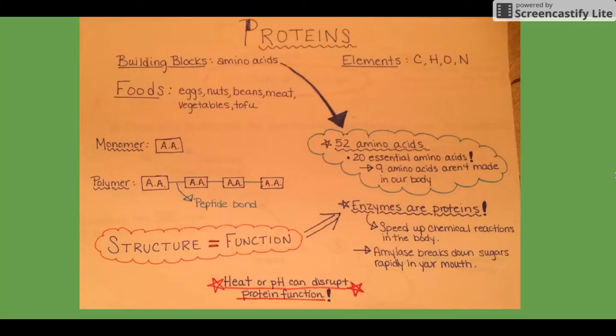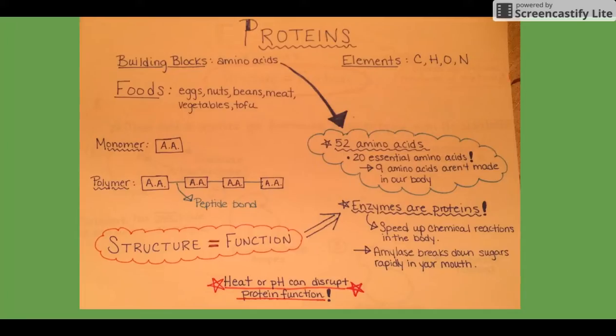And some of the main foods are eggs, nuts, beans, meats, vegetables, and tofu. And that there are 52 amino acids, and that 20 of those are essential to our diet. And so we need those 20 in our diet to make all the proteins that we need in our body. And 9 of those amino acids aren't made in our body, so we have to eat them to be able to get those 9 amino acids.